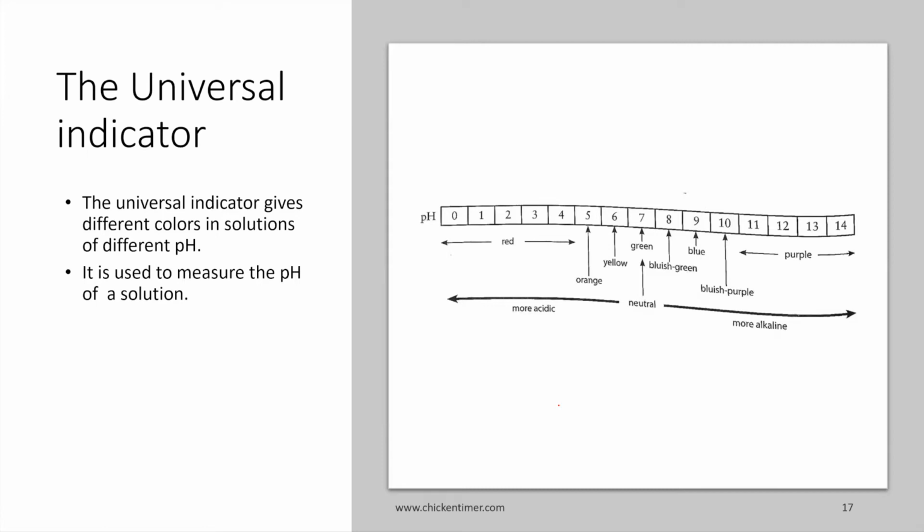So for example, from pH 0 to 4, it will be red color. Then from 5, the universal indicator is orange. Then 6 is yellow, then 7 is green. So on and so forth. You see the bluish green and blue and purple. So you can match the pH value with the color of the universal indicator. So the universal indicator kind of gives you the indication of what pH value the substance is. Need to remember.